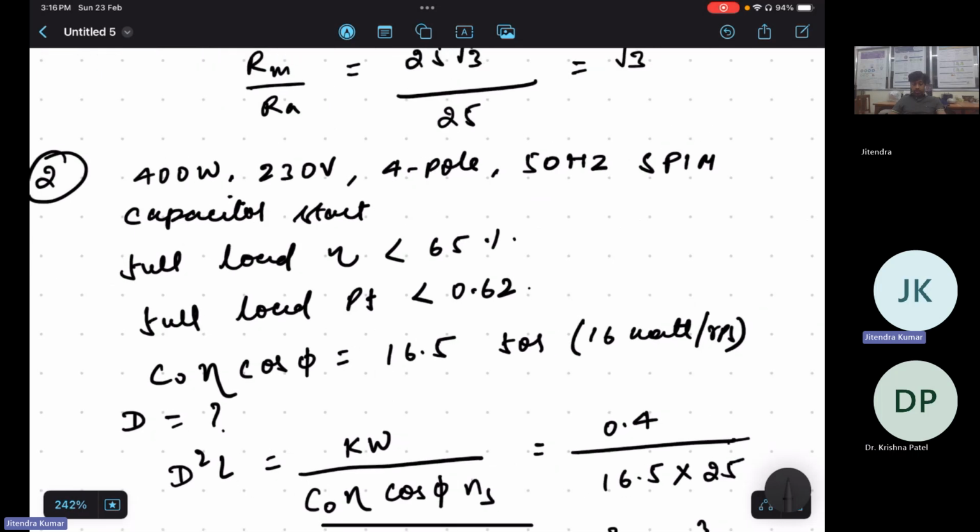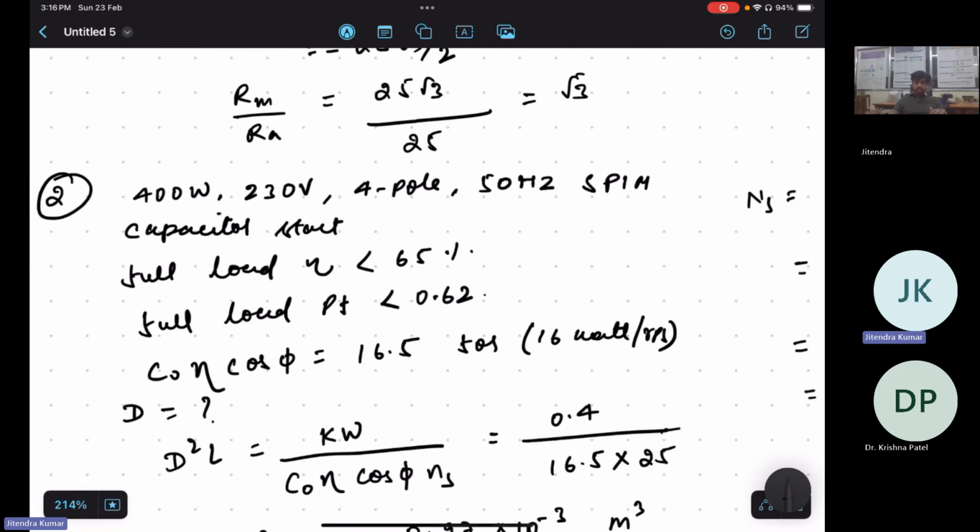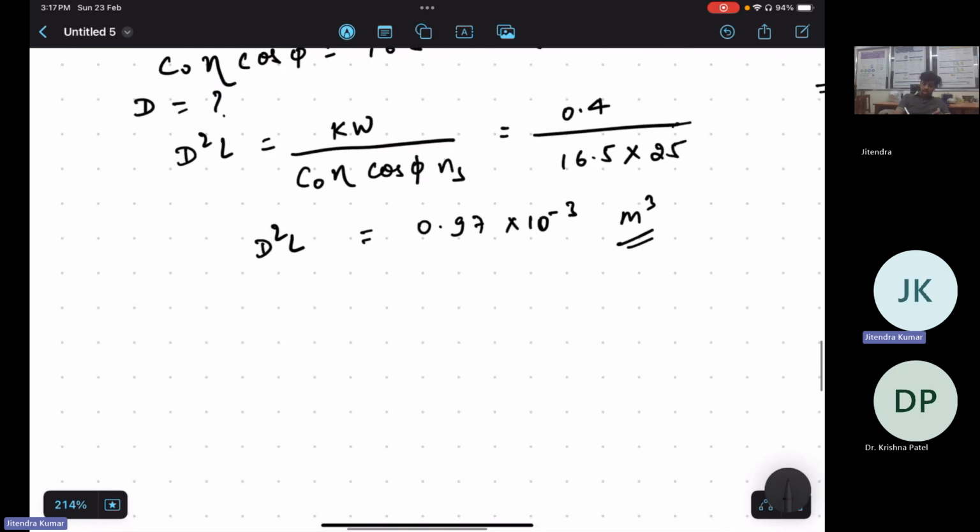Other important information mentioned in this question, I did not mention one more important piece, which is L by tau. A stack length to pole pitch ratio is also given. L by tau is given as 0.785. So from here we can calculate the ratio of L by D indirectly, right? Because tau is nothing but pi d by p. That is, tau is nothing but pole pitch.